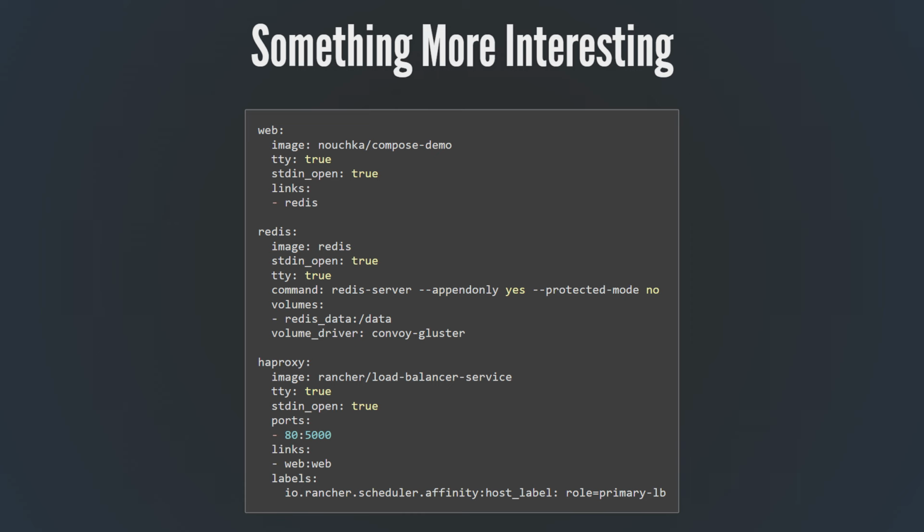And we're going to specify a label here. This is where we get to some scheduling things we can do with Rancher. I've specified a Rancher host affinity label to say that I only want this HA proxy to run on a host that has a tag of role equals primary load balancer. And the reason for that is because as I stop and start things here, I don't want the load balancer moving around between hosts, because then I'd have to point to a different IP address. I want to make sure that this load balancer always is on the same host.